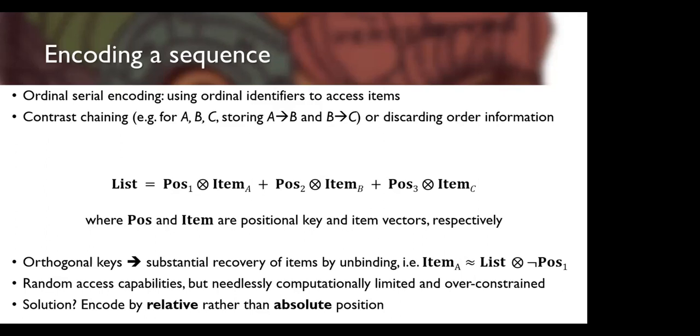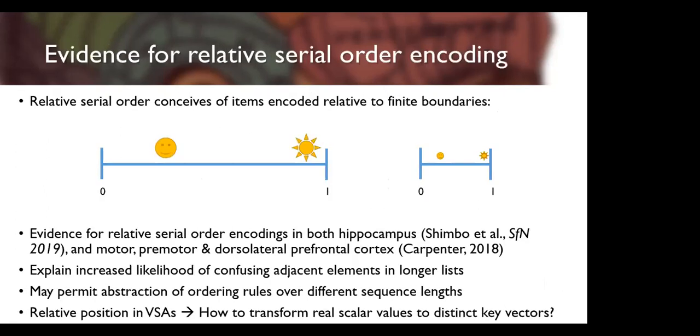So a less constraining extension of this idea is to encode items by relative rather than absolute position. So relative serial position conceives of items encoded relative to finite boundaries, as shown here, where you can see that the position of the items is stretched and squashed with the position of the boundary. So these boundaries could be derived from incoming sensory information or from some high-level expectation. Using this scheme, the position of the fifth item in 10, for example, would be encoded using the same key value as the second item in 4, for example.